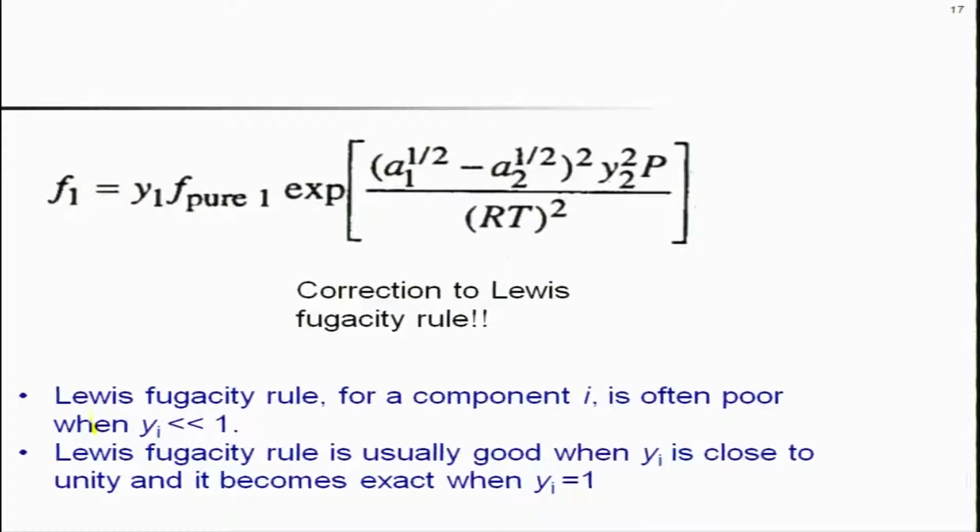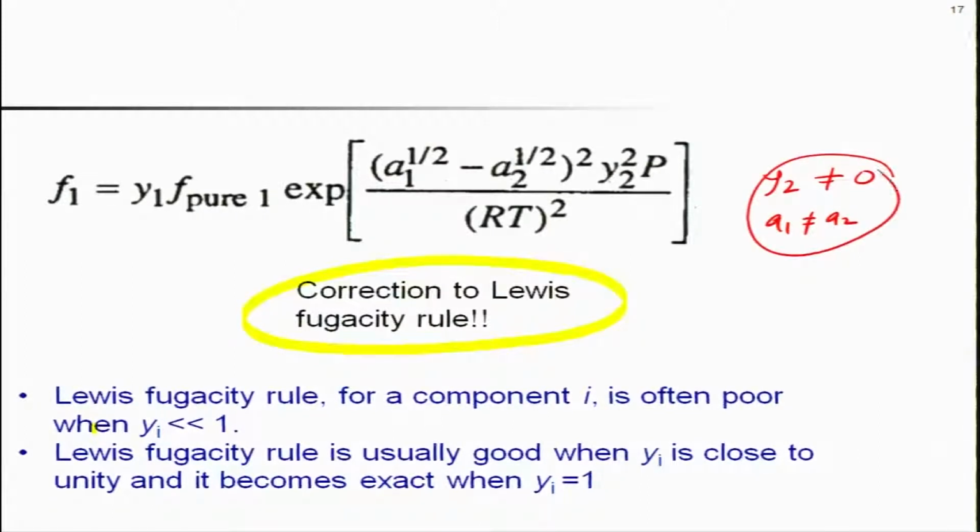As I said, this correction is added when you have situations where y2 is not equal to 0, and A1 is not equal to A2. So, if A1 is equal to A2, which essentially means similar components, and if y2 equals 0, that is basically nothing but pure 1. So, you have a condition where you have to include a term like that, and this is the reason that the Lewis fugacity rule may not work in many cases.